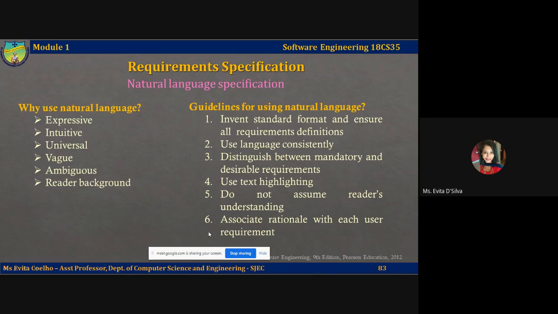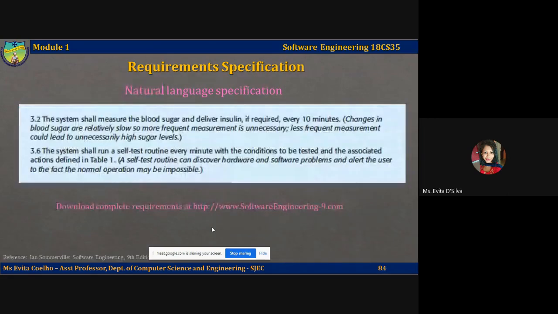Next, whenever possible, you should try to associate a rationale with each user requirement. The rationale should explain why the requirement has been included. It is particularly useful when requirements are changed, as it may help to decide what changes would be undesirable.